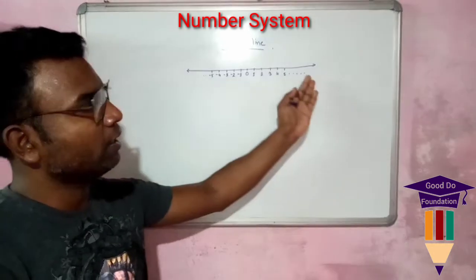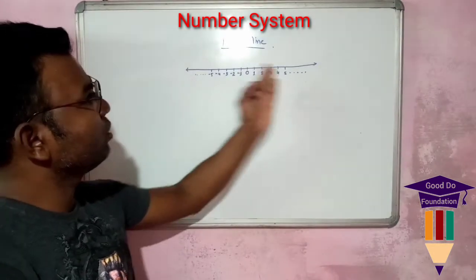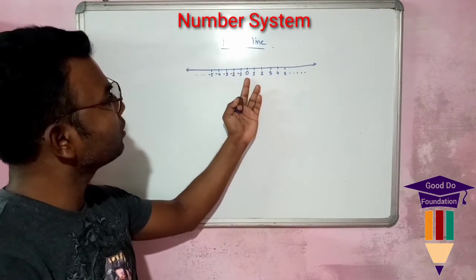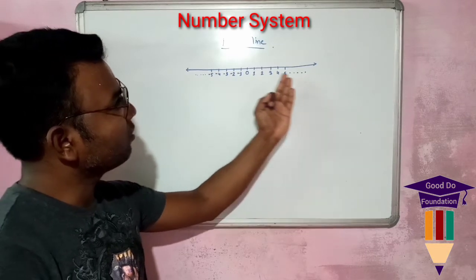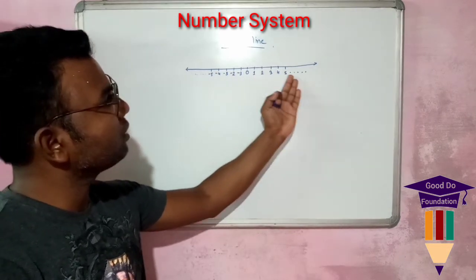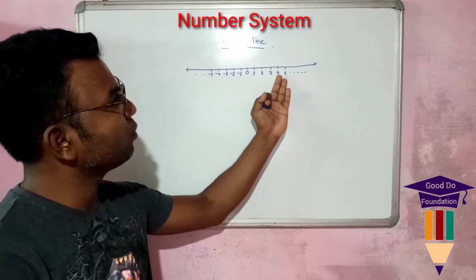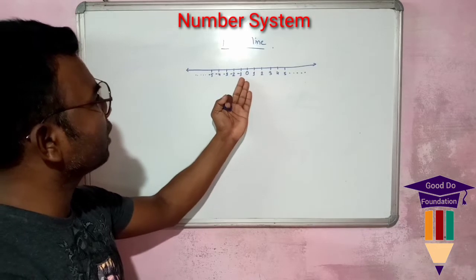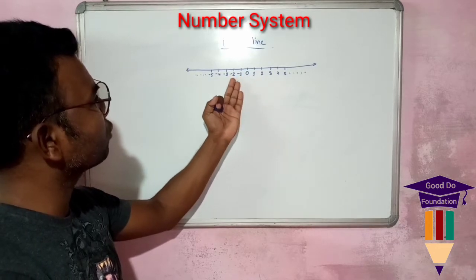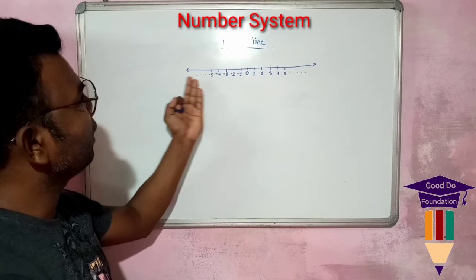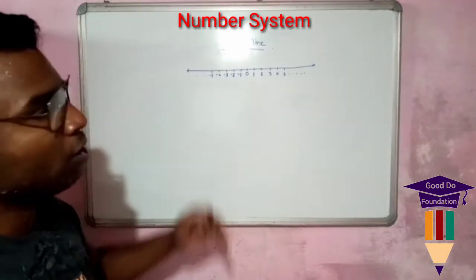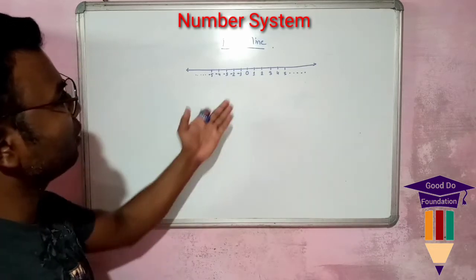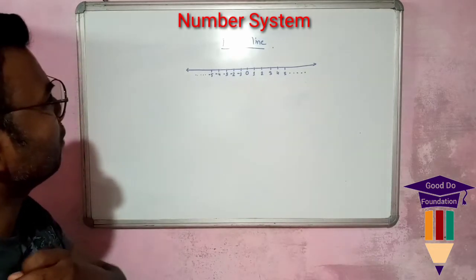First you draw a line which extends towards both sides. You mark 0 position somewhere in between. On the right hand side you will have the positive integers 1, 2, 3, 4, 5 and so on, and on the left hand side of 0 you will have the negative integers -1, -2, -3, -4, -5 and so on. This is how you represent natural numbers, whole numbers and integers on a number line.